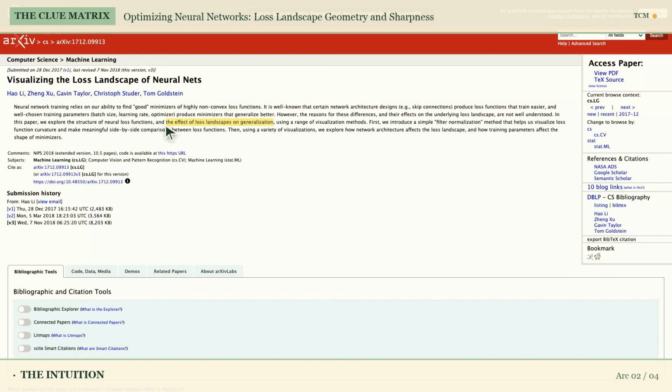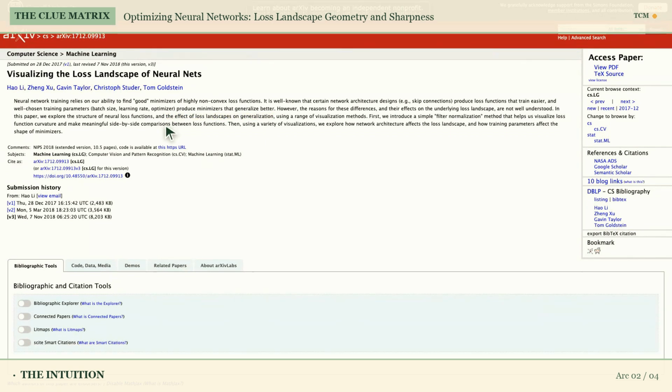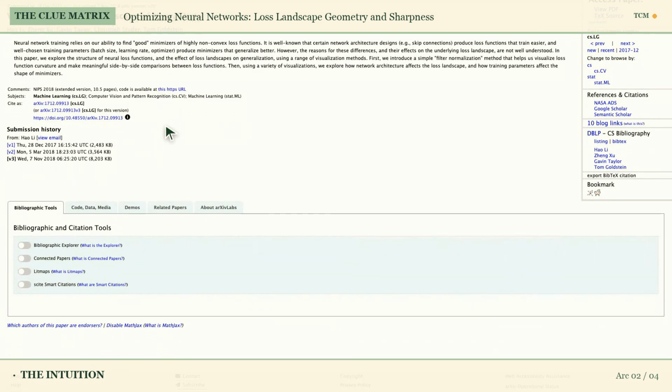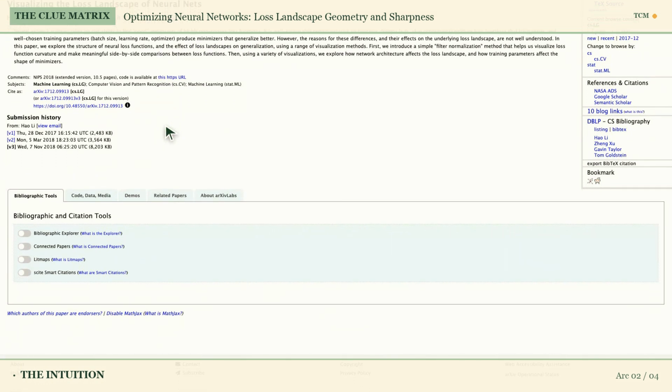The key insight is that the shape of these minimizers, whether they are sharp or flat, has a profound effect on generalization. A flat minimum is like our stable valley. So a sharp minimum would be like that jagged valley where tiny parameter shifts make a big difference in loss. And a flat minimum is where parameters can change slightly without loss spiking dramatically.